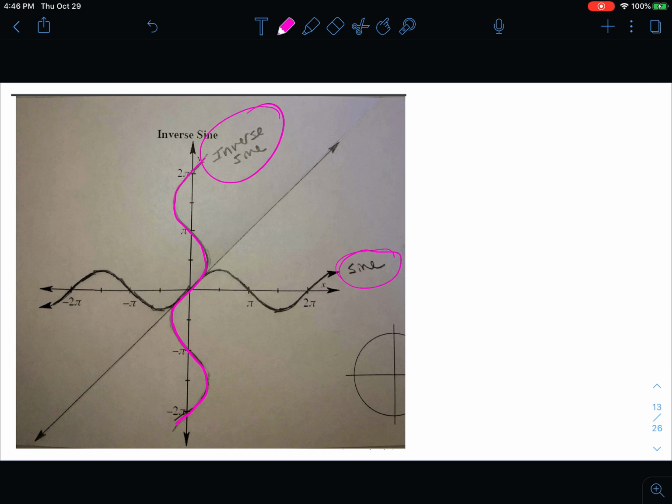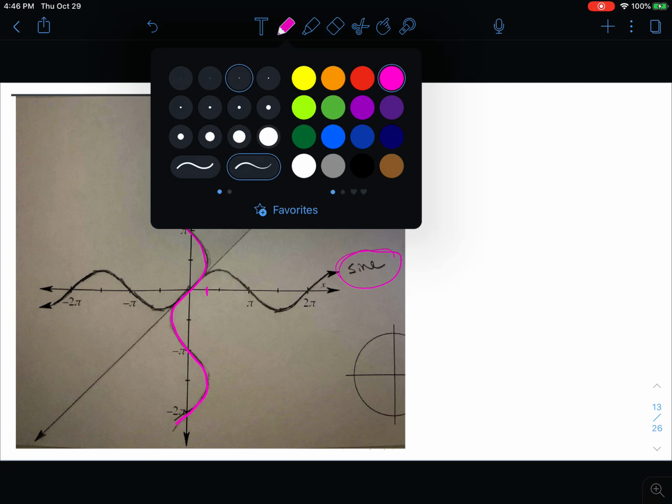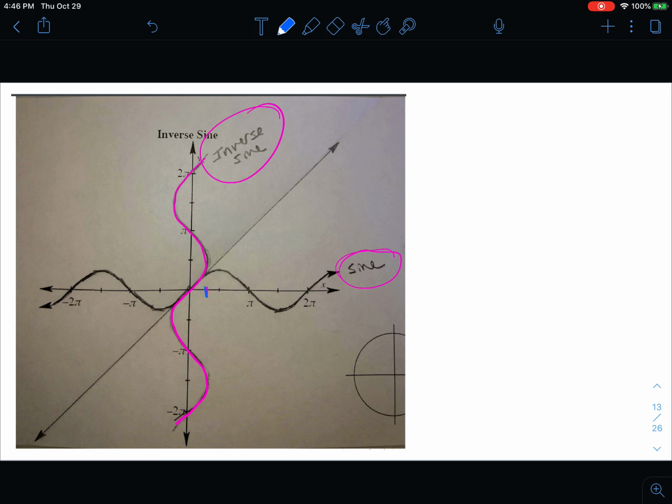Now the next question is asking, is the inverse of sine a function? If you look at this pink curve, I'm hoping you notice that when I plug in, let's say, a value, I'm getting more than one output. So an input, let's say, is this, and I'm getting an output here, and guess what? It would keep going up and down forever. So this is not a function.